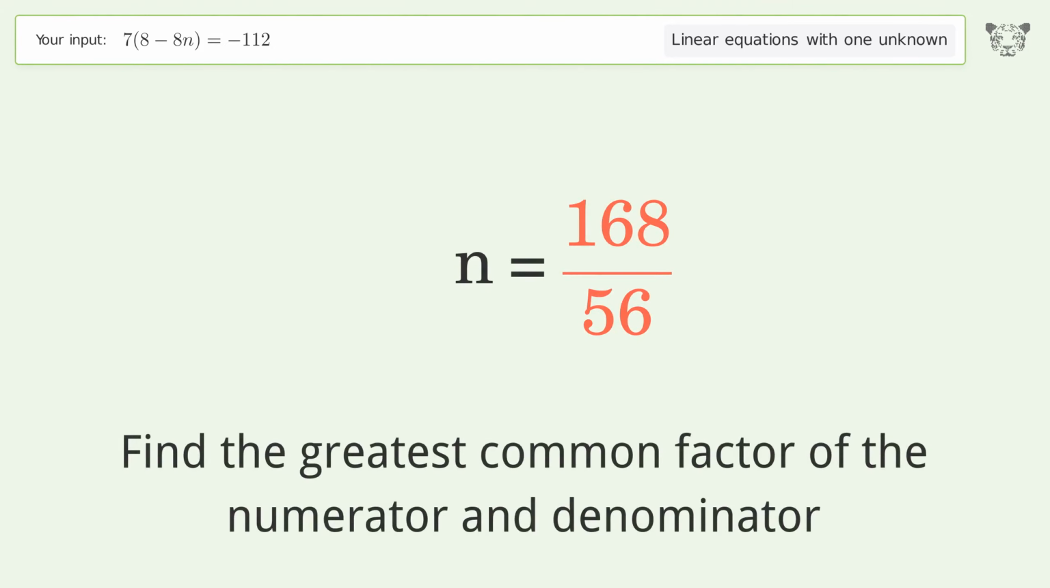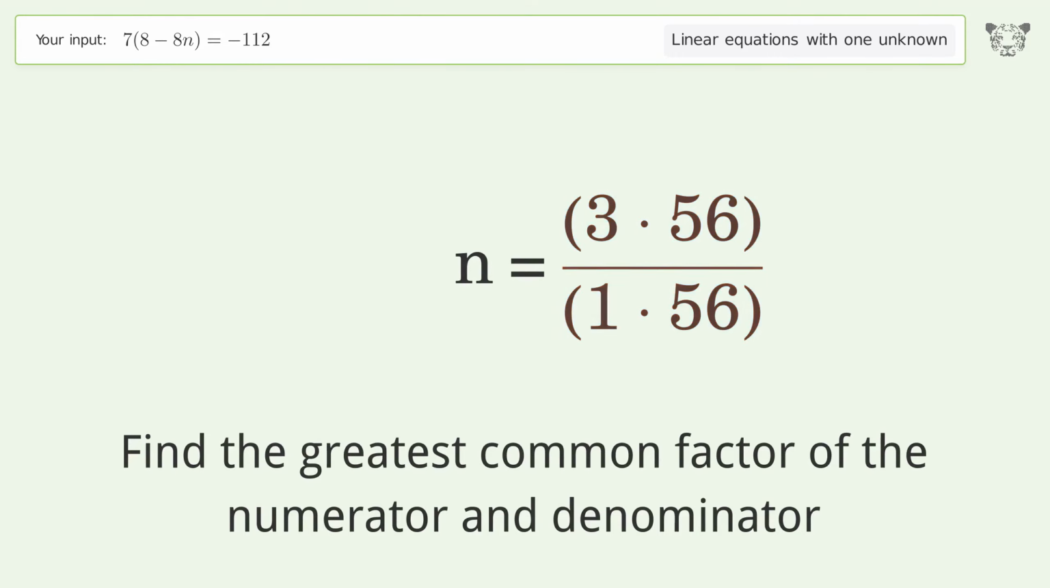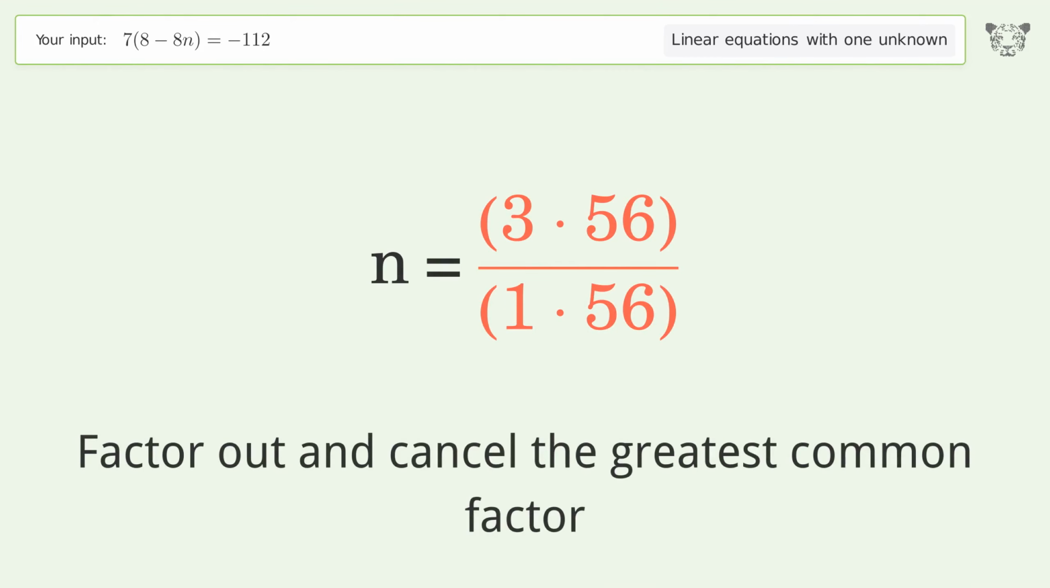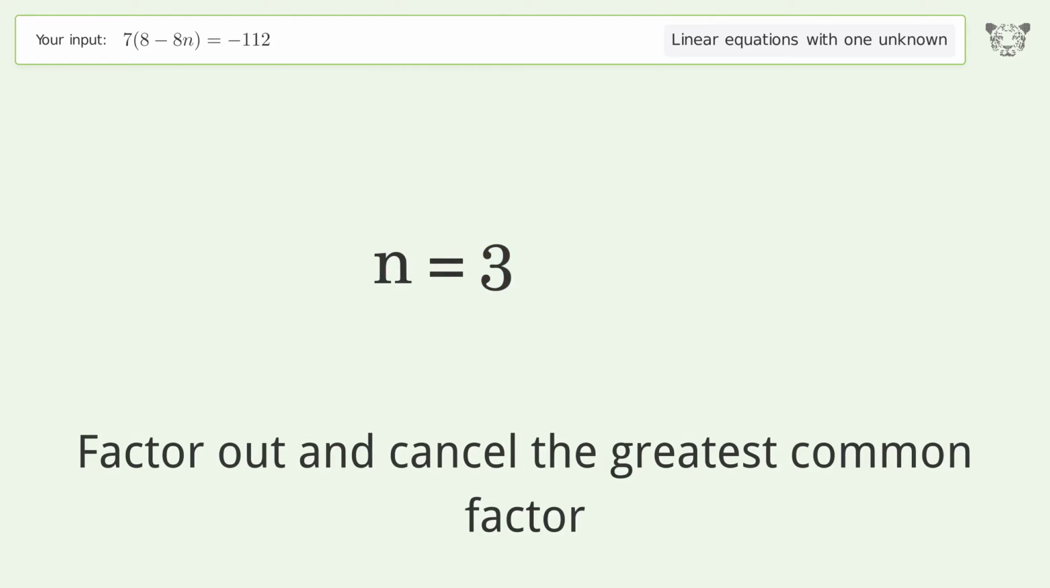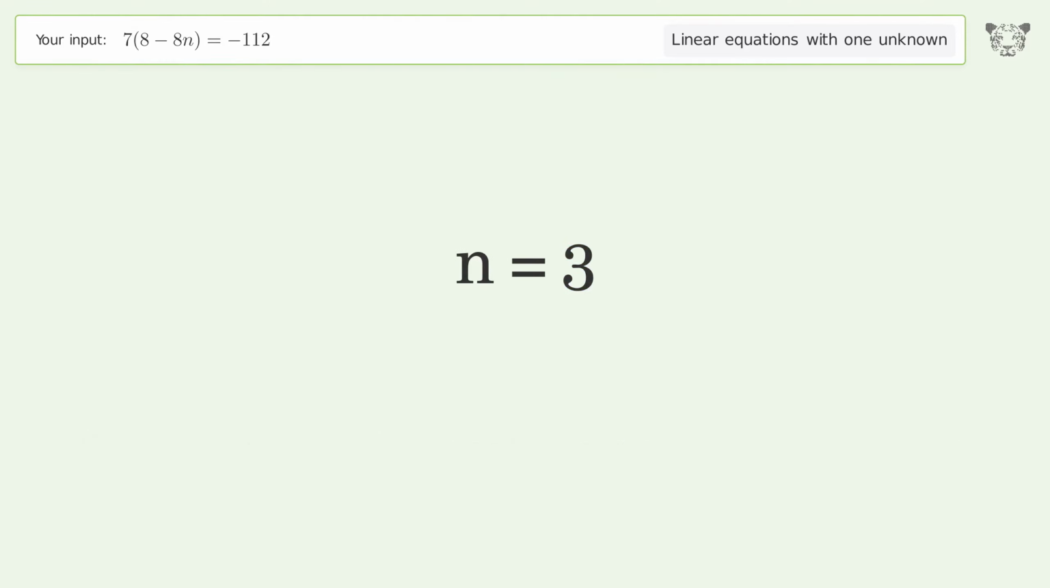Find the greatest common factor of the numerator and denominator. Factor out and cancel the greatest common factor. And so the final result is n equals 3.